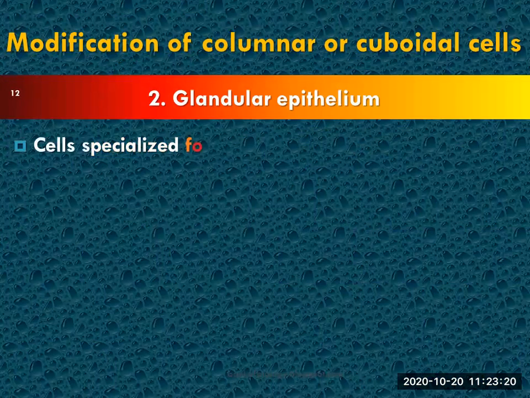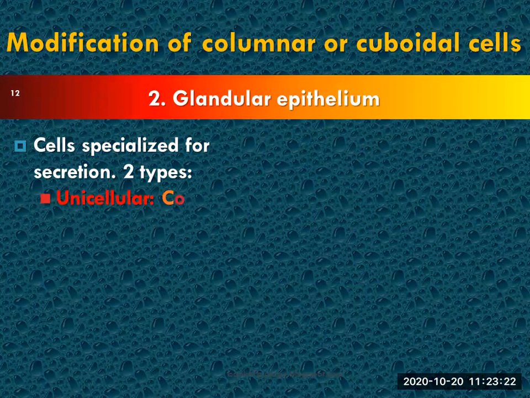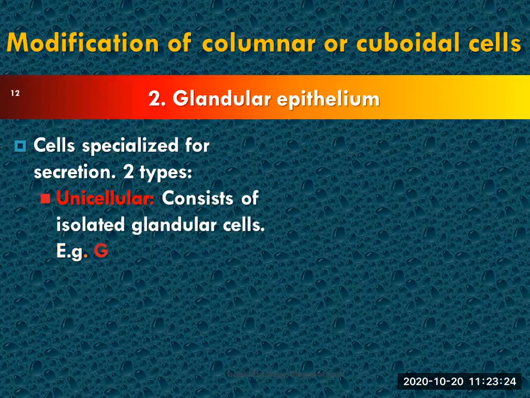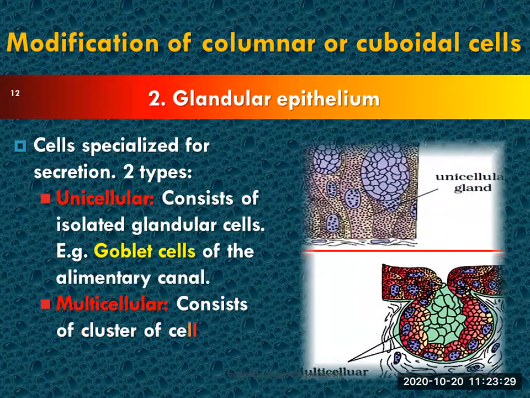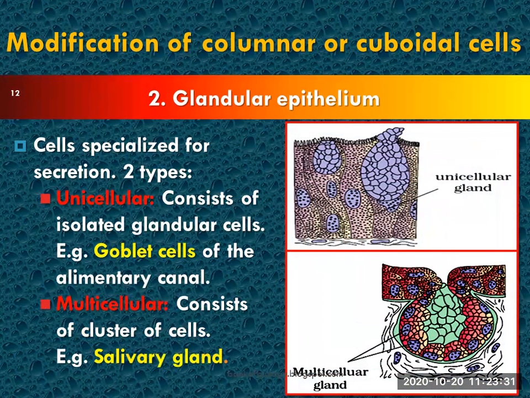Now, moving on. Based on the structure we already completed, squamous, cuboidal, and columnar. So based on their function, we are now moving on to glandular epithelium. Cells specialized for the secretion, we can say. So based on that, we say unicellular and multicellular. If a single cell is doing this particular secretion, we say unicellular. The group of cells doing it, we call multicellular.